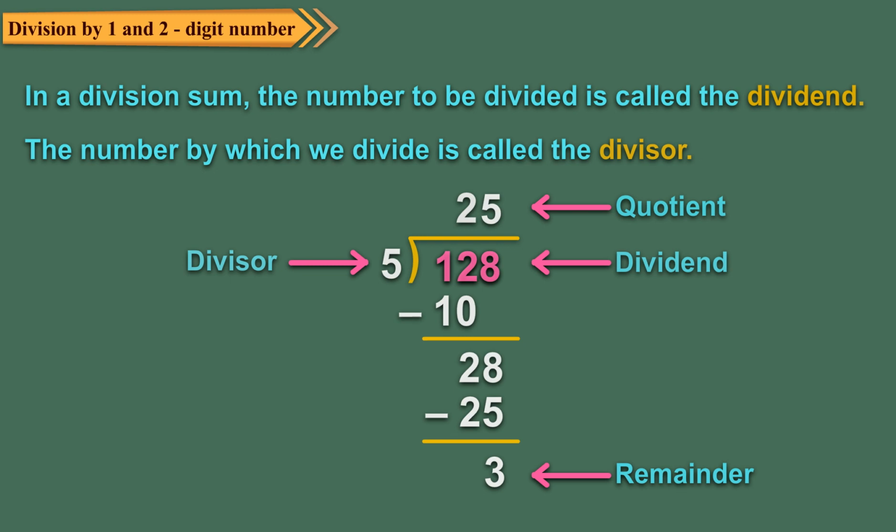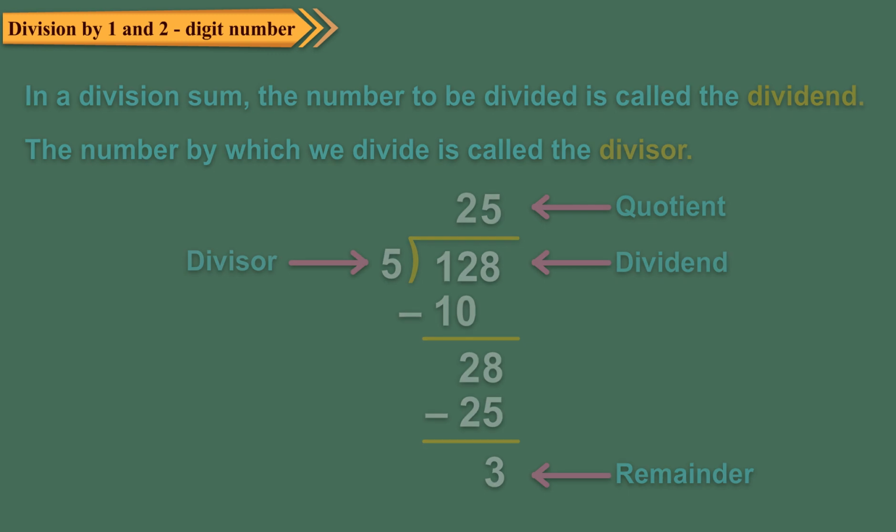Here, 128 is the dividend and 5 is the divisor. Keep in mind, in a division, remainder is always less than the divisor. Now let us discuss some properties of division.